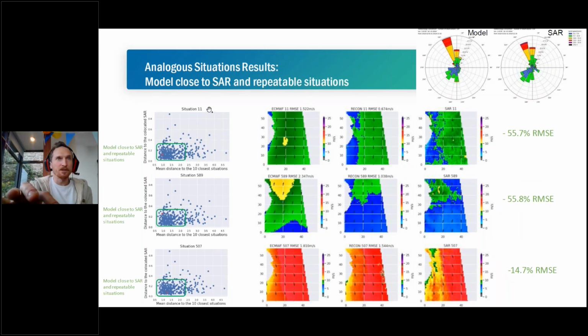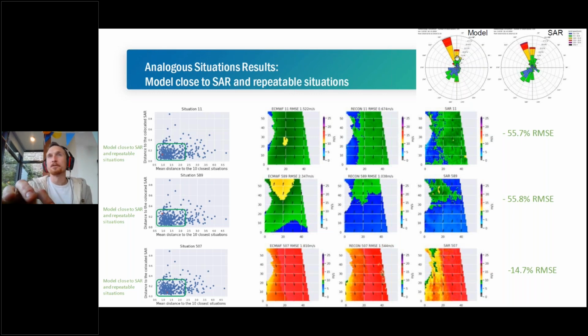So we have 3 different situations on each row, and what we are showing on this first column is the ECMWF situation. On the far right, what we are seeing is the situation that is measured by the SAR that we are trying to reproduce. And in the middle, this is the one that is estimated by our methodology. So typically we have some north and south situations that correspond to what you can see on the top, which are the wind roses over this area.